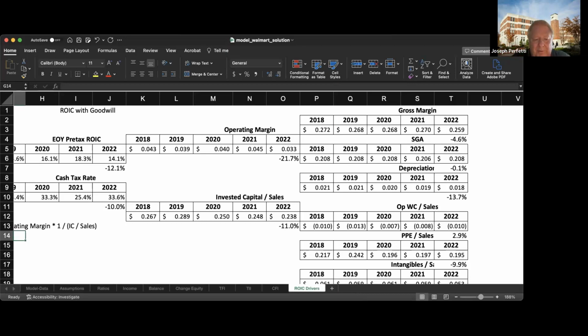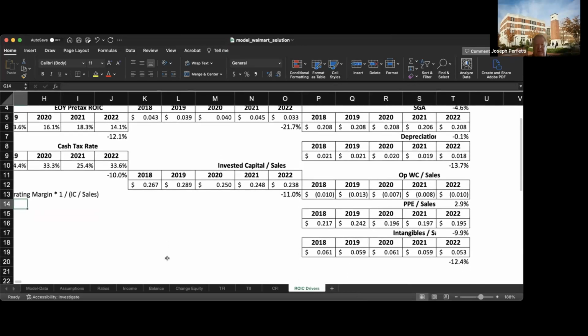Now, is Walmart getting more efficient over the 5 years? Looking at that third driver. Yes. Okay, so say more. Yeah, they're basically reducing their invested capital by 11%, from 26 cents to 23 cents, indicating less capital needed to generate $1 worth of sales.